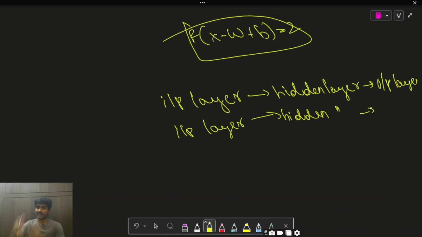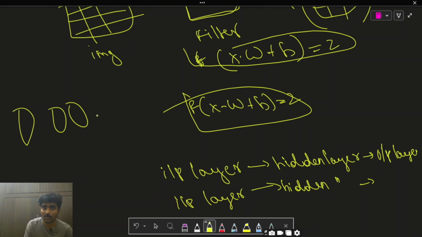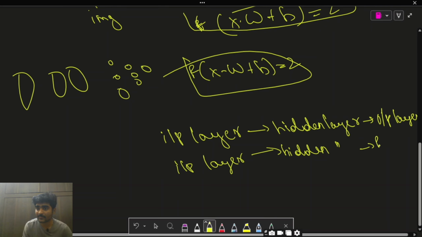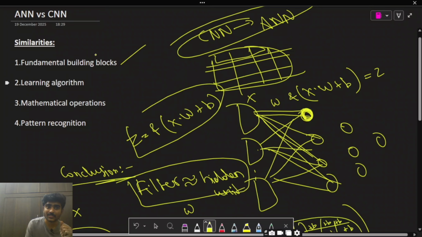Now this fully connected layer, in my convolution neural network architecture, I'll be having first the input, and then correspondingly convolution and pooling layers, and finally I'll be having my fully connected layer for predictions. So here I'll be having my FC layer. The FC layer is my output layer. So what similarities can you find? You can see that the input layer is common in both architectures, the hidden layer is common in both architectures, and the output layer is common in both architectures. So they have structural similarities.